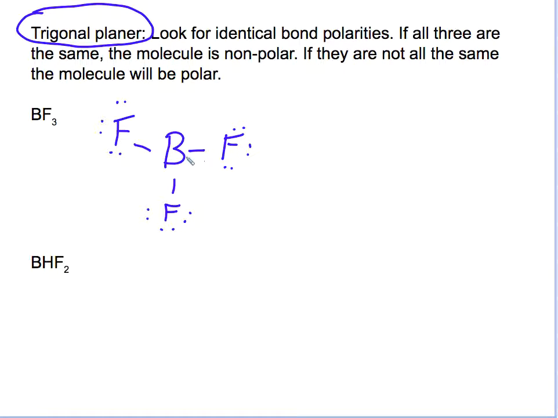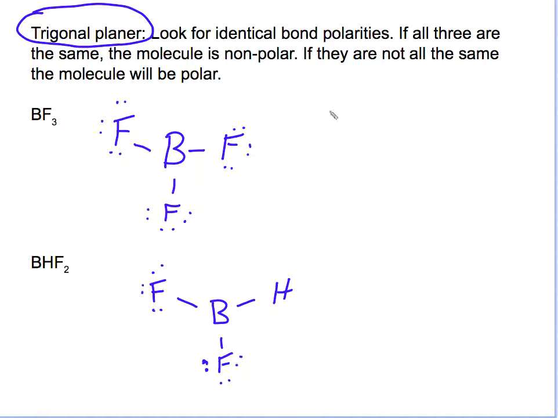Now, let's take a look at that one. Let's do this next one down here. So we have BHF2. So it's going to be about the same, except there's a hydrogen in place of the fluorine. And so then you could draw these here. Once again, boron's a violator of the octet rule. That's supposed to be 2 electrons there.